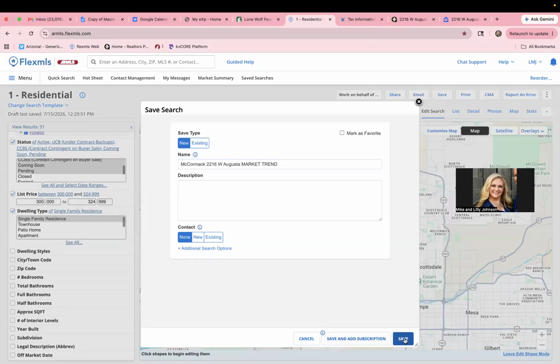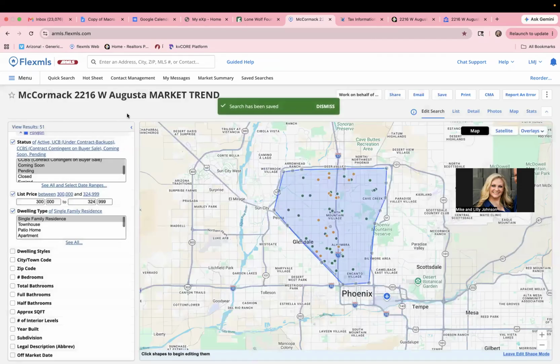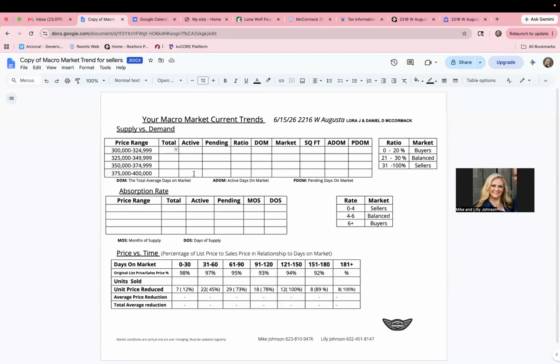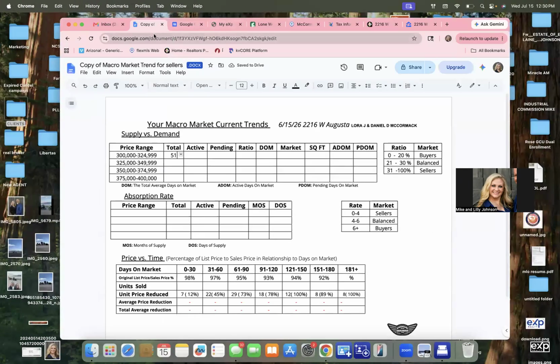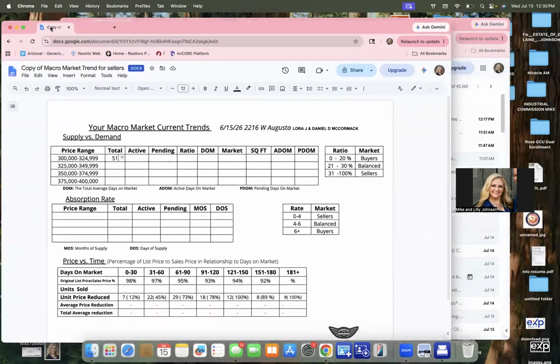Market trend. Okay, I'm saving it. I just want to make sure nothing goes out. Okay, so I have a total of 51. Okay, and I'm gonna pull you out of here.